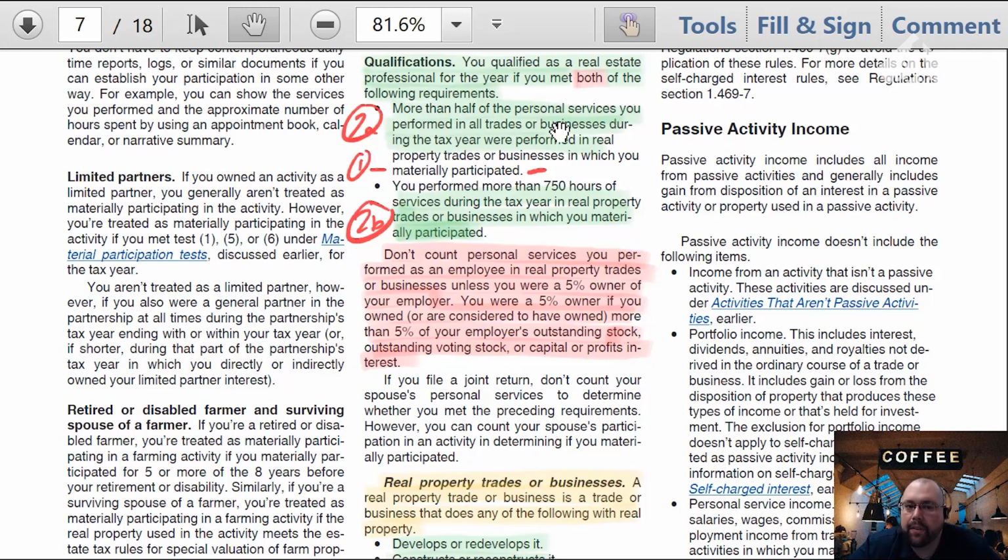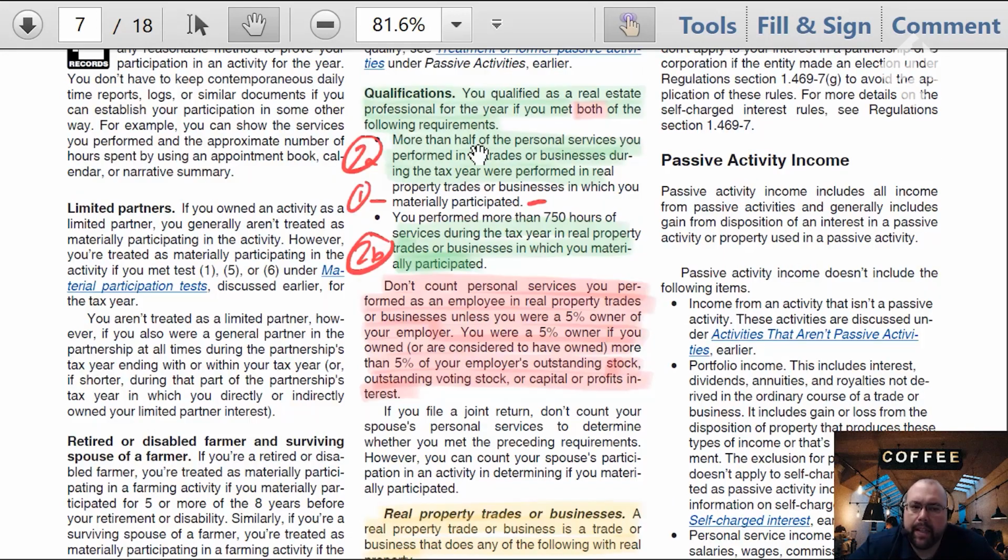up to here, more than half of your personal services you performed, so more than 50%, are in that trade or business. Now, when we talk about more than half of personal services, a good example would be, say I have a bike repair shop. I believe Toby's used this example before. If I spend 1,000 hours on bike repair and 1,000 hours on real estate, I do not qualify because it's not more than half. If I spend 1,000 hours on bike repair and 1,001 hours on real estate, now I've used my personal service time more than 50% on real estate, so now I can qualify.